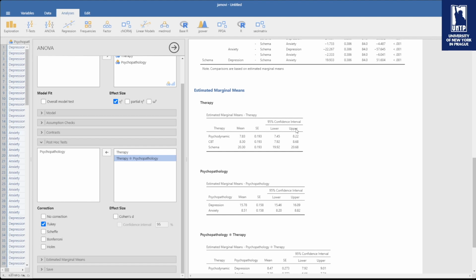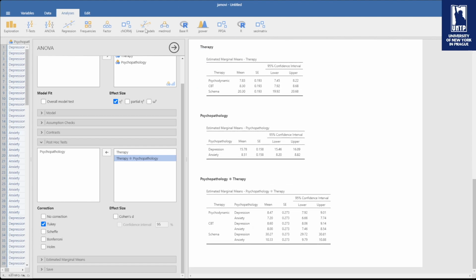Estimated marginal means, I'm pretty sure you know how to read them, and we have here just the difference of the interaction effect of the marginal means. So we have psychodynamic depression, we have a mean of staying in therapy of 8.47, which is pretty low, but the lowest is for anxiety, which makes sense. Just imagine if you are anxious and you have Freud as your therapist. It would be pretty tough, let's be honest.